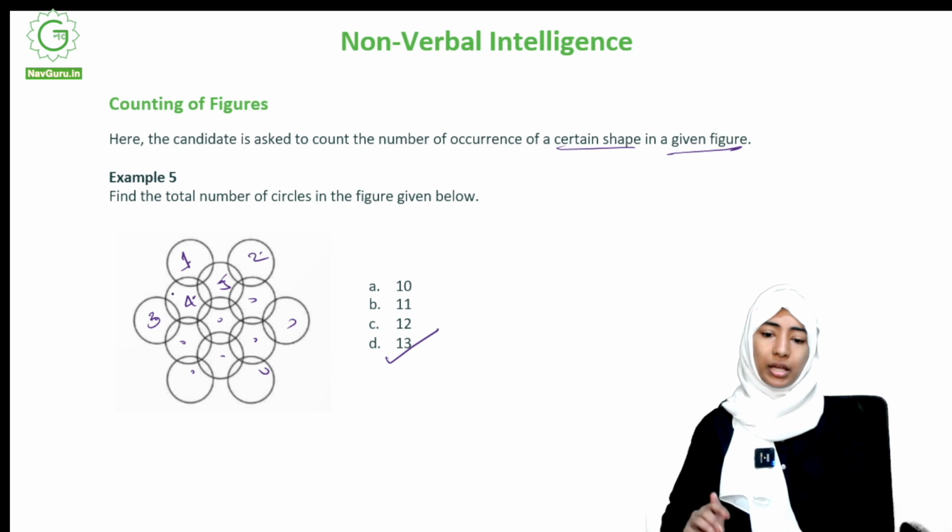So it's very simple, it's all about counting, right? So just count the number of circles. That's all you do in counting of figures questions.